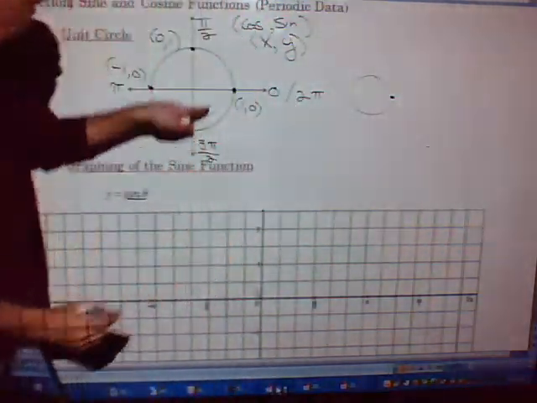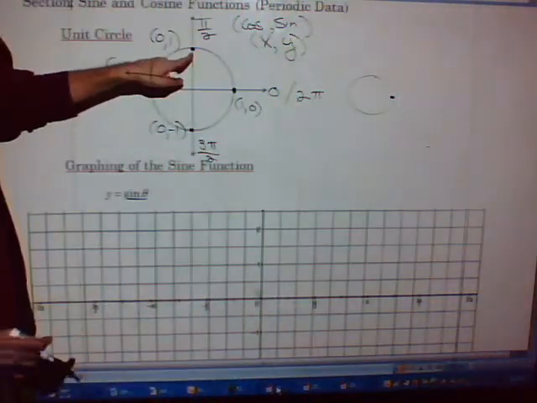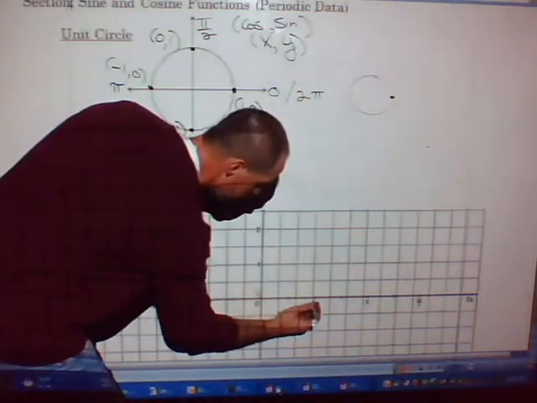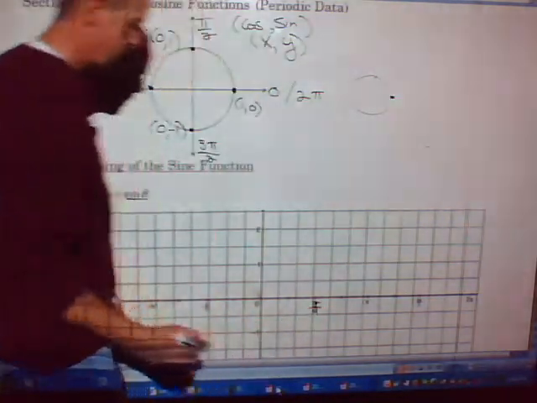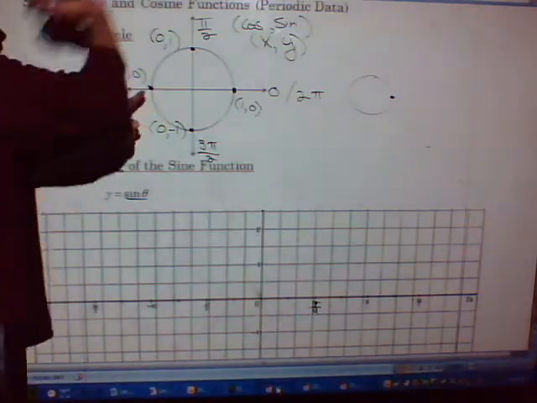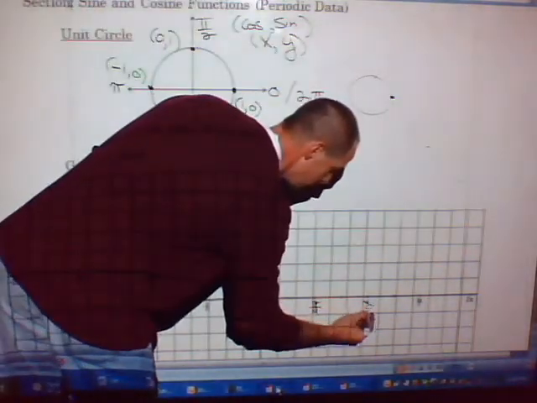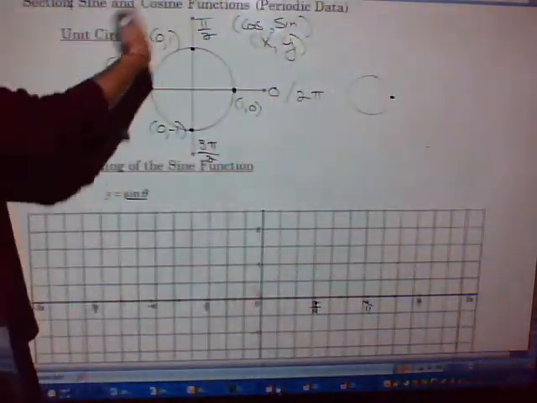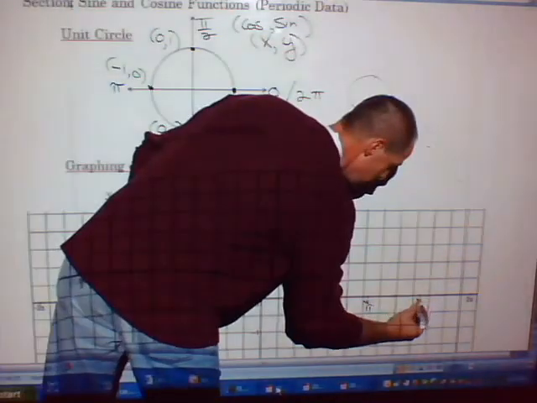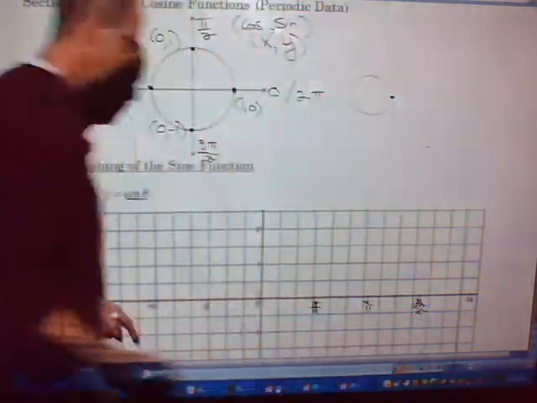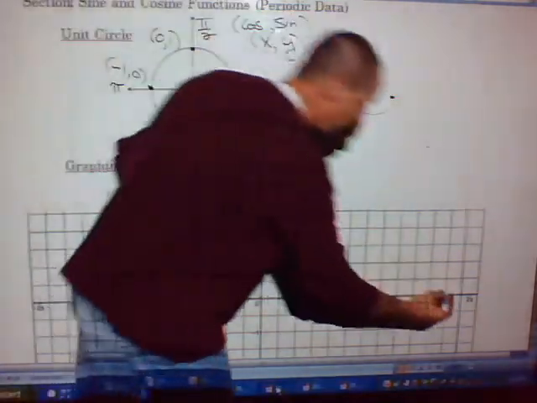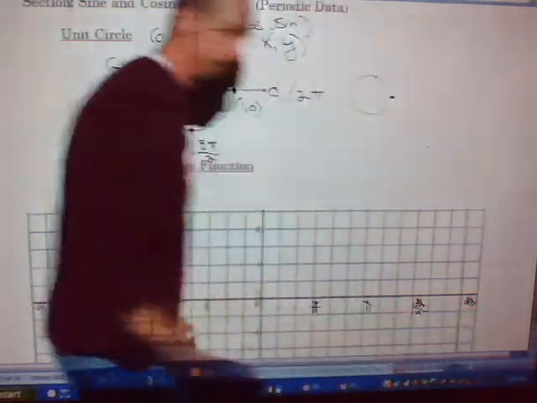So as we unroll it, here's pi over 2. And then we're going to keep unrolling it. This is going to be pi. We're going to keep unrolling it. This is going to be 3 pi over 2. And when you completely unroll it, this is 2 pi.